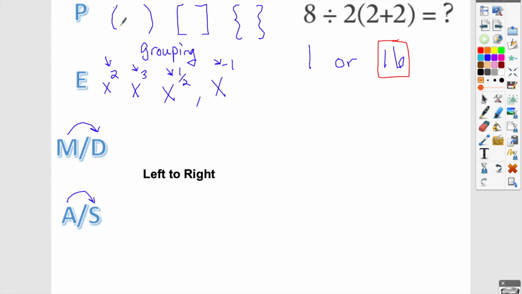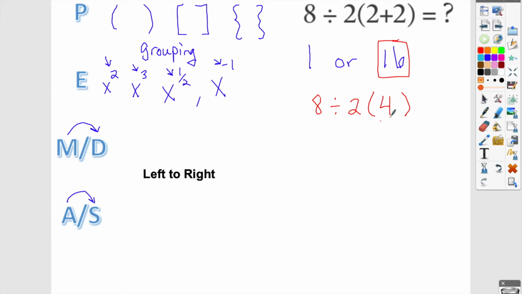Because following PEMDAS, we do know that we have to get rid of the parentheses first, but more importantly, we have to do what's inside the parentheses first. So we keep the 8, we have the division symbol, we have 2, and then inside the parentheses was originally 2 plus 2, but now it becomes 4. And then you follow multiplication and division from left to right. From the left, we start with division, so it's 8 divided by 2.